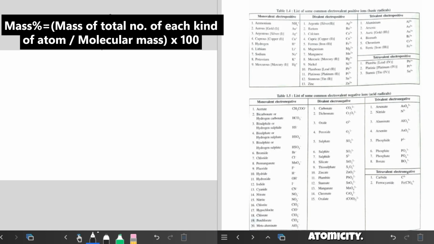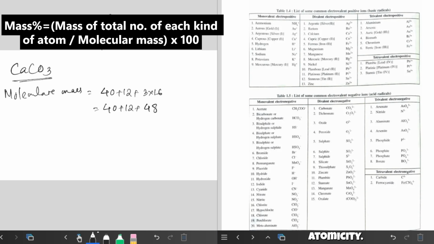So this is how you can find mass percentage of any element in a given compound. Let's say CaCO3. So the first step is to find the molecular mass. Molecular mass is equal to how much? 40 plus 12 plus 3 into 16. So it is 40 plus 12 plus 48, so it is 100 AMU.